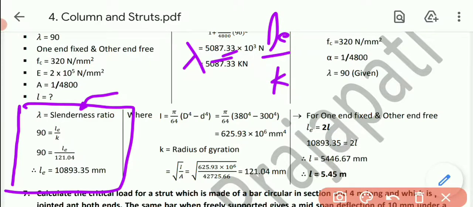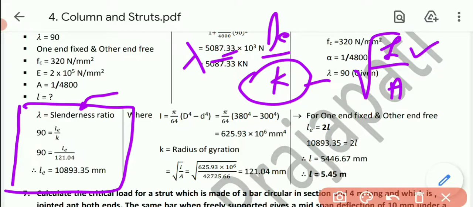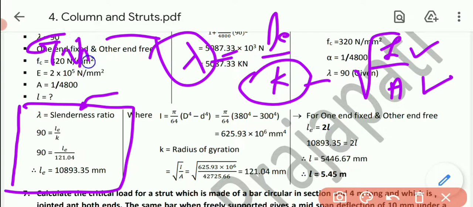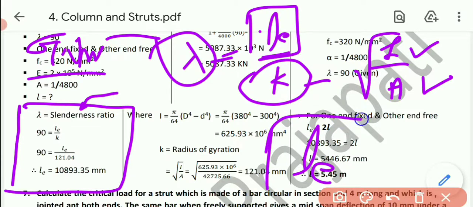Now the problem is with the K. K is the root of I by A. I can easily get the value of I and area for the hollow circular section. There is no problem with that. Lambda is given to us, so I can easily calculate the value of LE. Once I get the value of LE, that is effective length, and the end condition is given to me, ultimately I can calculate the length. Okay, so try to understand the sum from this point of view.